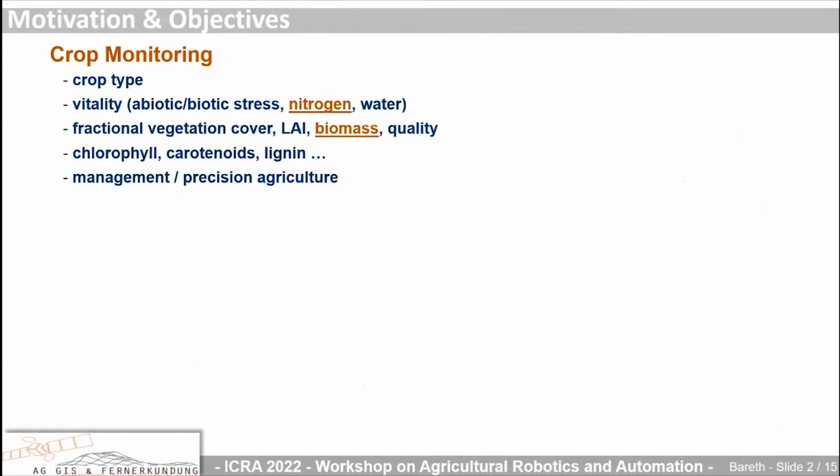What is the motivation for why we are doing this? We are interested in classical remote sensing approaches for crop type monitoring, but we also would like to know the vitality of crops, and with crops I also mean pastures and meadows. In this talk, the focus will be on nitrogen and biomass, which I think becomes more and more important. But also structural properties like fractional vegetation cover or biogeochemical properties, chlorophyll, carotenoids, lignin. These are of interest to monitor.